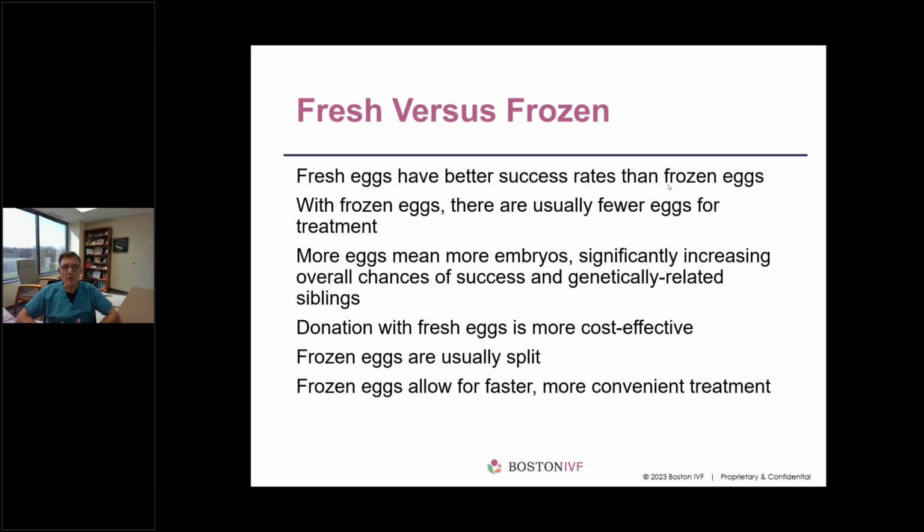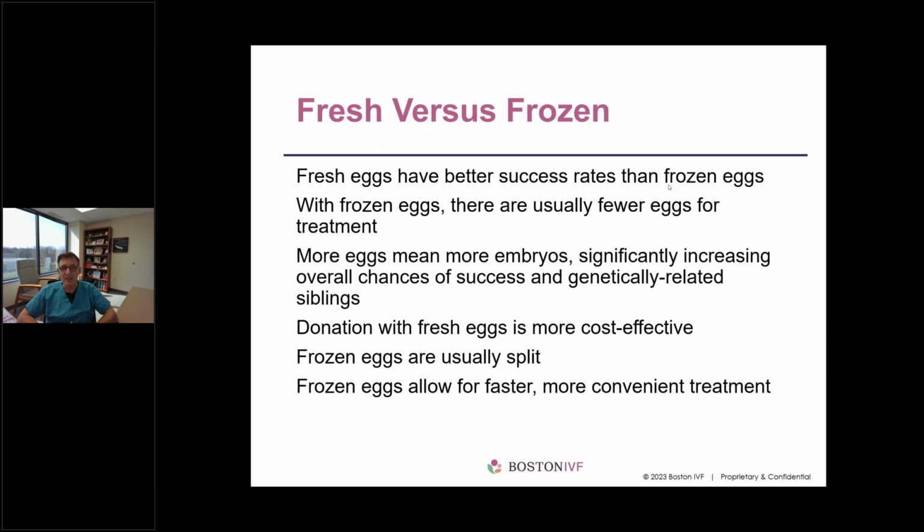At the same time, with frozen eggs, there are usually fewer eggs for treatment because the bank is selling frozen eggs by the number. Like 6 eggs might be $16,000 to buy 6 eggs, compared to an anonymous donor who may get paid $10,000 to go through the process. And we may recover 10 eggs, 15 eggs, 20 eggs, 25 eggs, depending on her age, depending on her ovarian reserve. So we tend to get more eggs with fresh eggs. More eggs means more embryos, which will significantly increase the overall chance of success. But also there might be more embryos frozen to be used in the future. So if this couple wants to have a biologically related child, they can just thaw those embryos, transfer them, and get pregnant with another kid, and they don't have to go through another donation process.